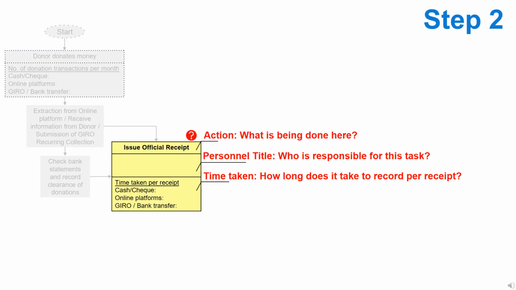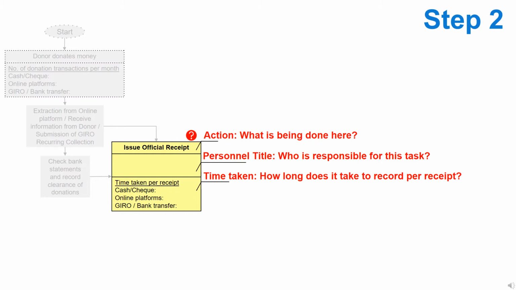After receiving and verifying the donation, you will issue an official receipt to the donors. If you do not have this step, feel free to strike it out. Otherwise, take some time to think about the following. You may want to consult the staff who handles this step on a regular basis, so as to ensure you can have the most accurate input. What is being done at this stage? Does your organization include other steps? If yes, write it on the worksheet.